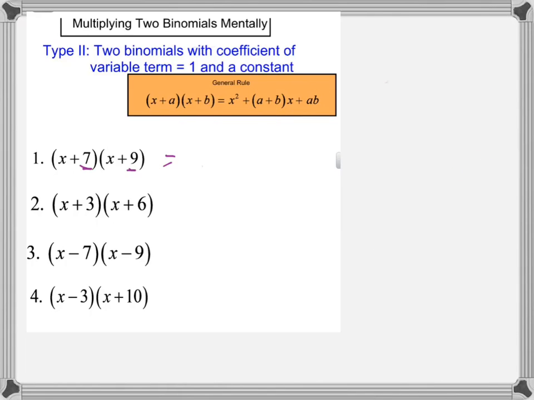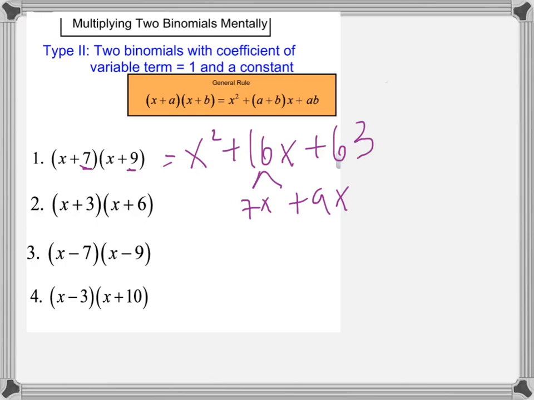Okay, so this was x squared plus 16x plus 63. Remember that 16 came from adding 7x plus 9x. So essentially the only shortcut that we're doing here is we're trying to figure out what the O and the I terms are and adding them together to get the coefficient of the middle term there.